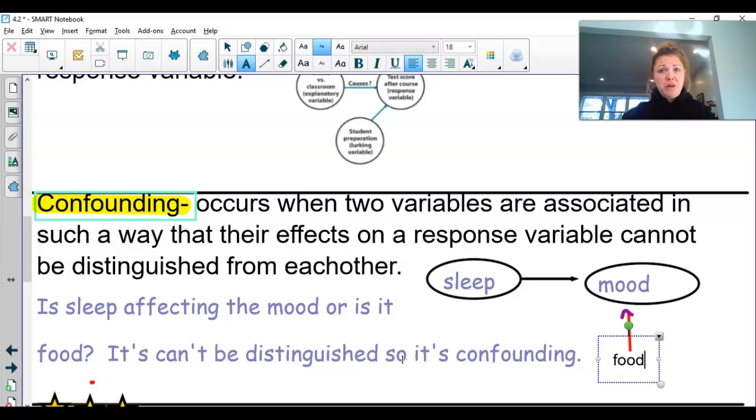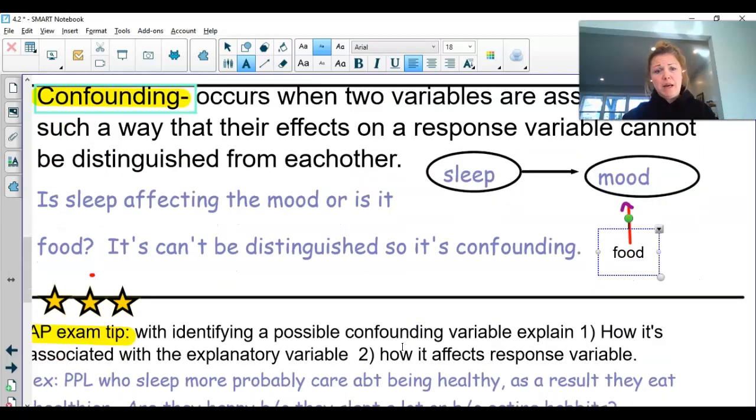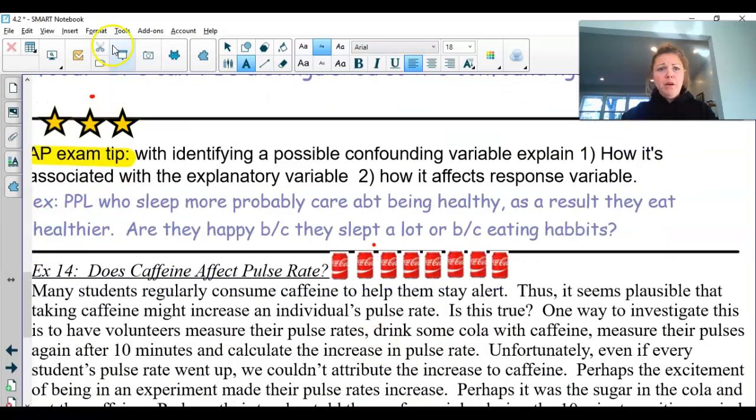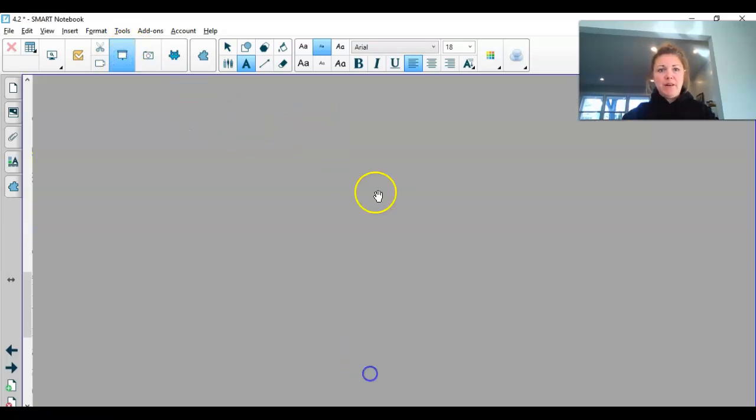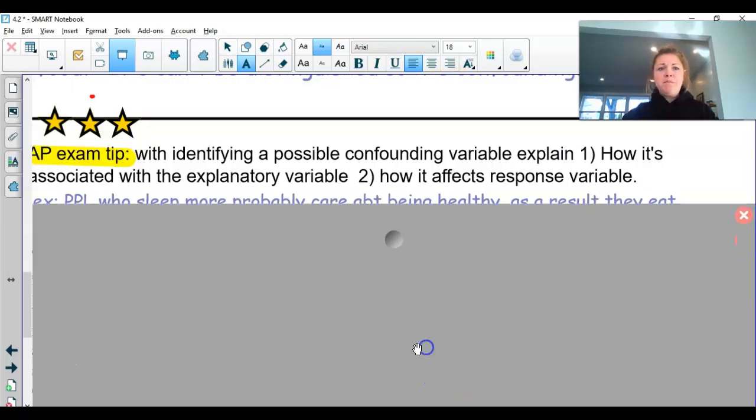Now, the College Board is going to be specific on what they're looking for when you're talking about a confounding variable, so I want to talk about that right now. Hold on, there's a lot here, so give me a second. I don't want to overwhelm you. When you're identifying a possible confounding variable, you need to explain 2 things: how it's associated with the explanatory variable, and also how it affects the response.